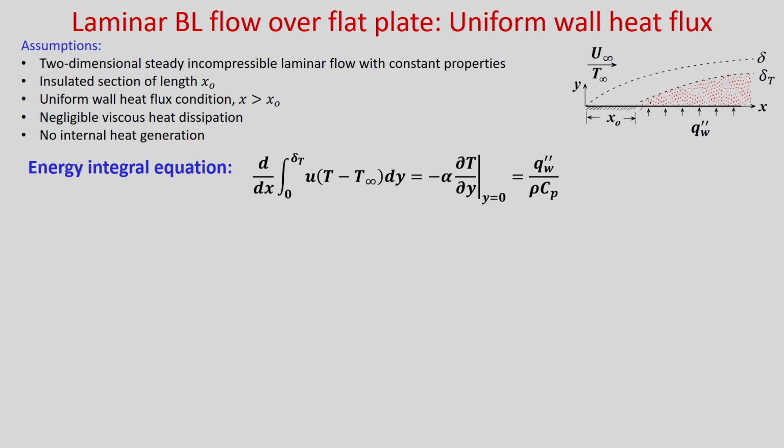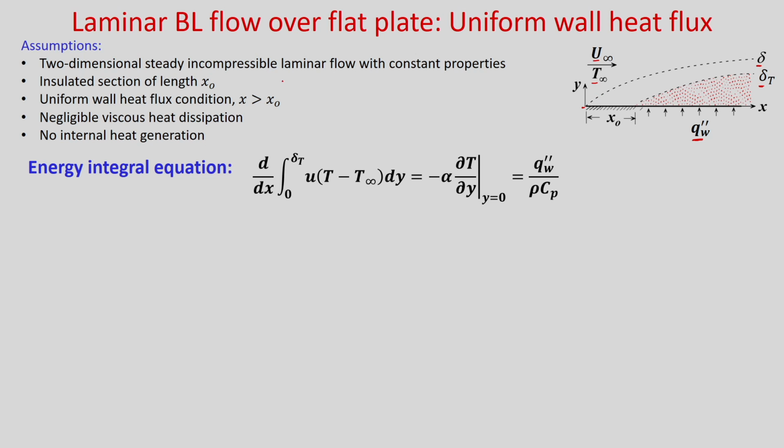So, let us consider this flat plate. Y is measured perpendicular to the flat plate, your free stream velocity is u infinity and temperature is T infinity. Up to x equal to x naught it is insulated, so it will be maintained at temperature T infinity as there will be no heat transfer. From x equal to x naught you can see this plate is maintained at uniform wall heat flux q double prime w. So, your thermal boundary layer thickness will start developing from x equal to x naught and hydrodynamic boundary layer thickness will start developing from x equal to 0.